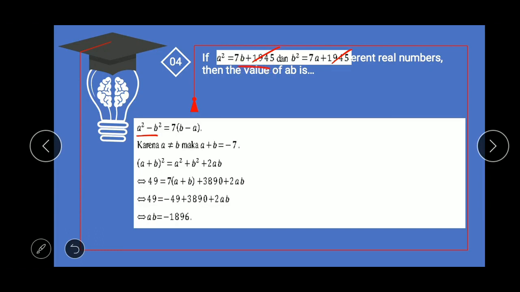So we can write 7b minus 7a plus 1945 minus 1945, and then we can cancel like this, and we find the simplified form like this. Because we know that a is different from b, we can determine that a plus b equal to -7.